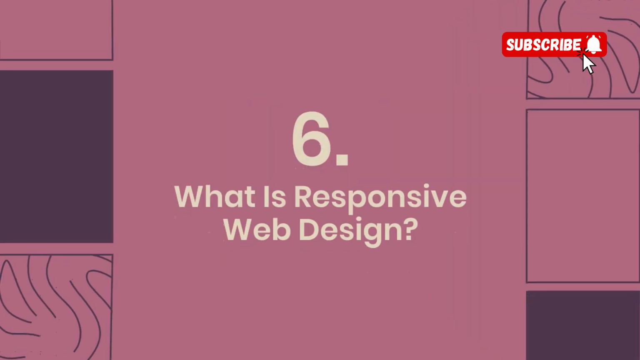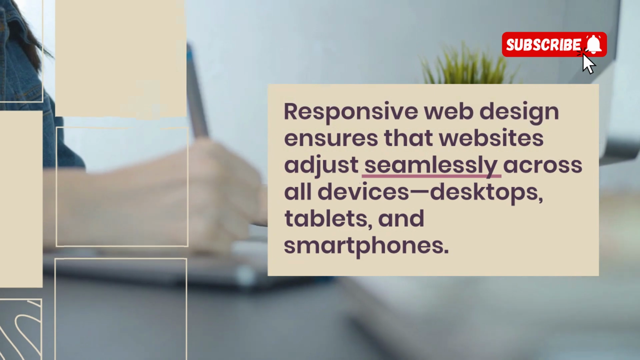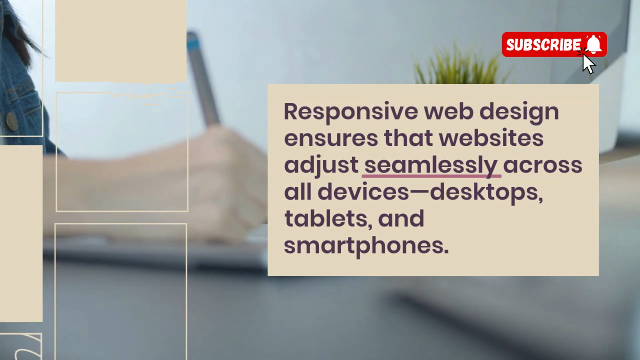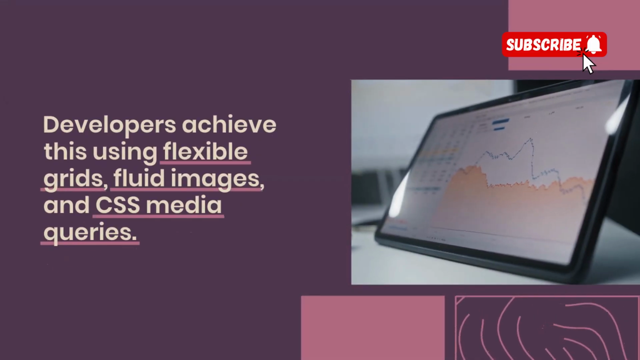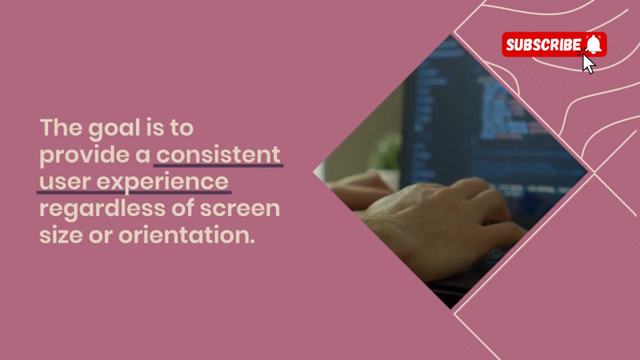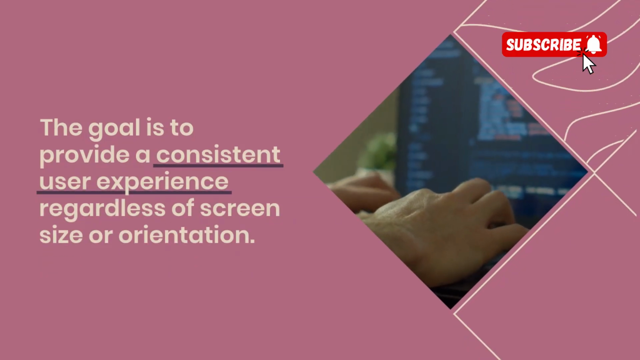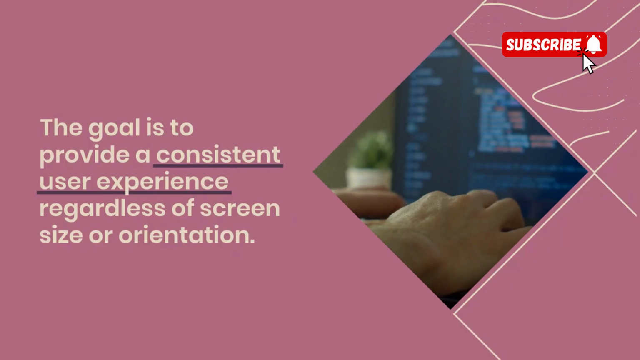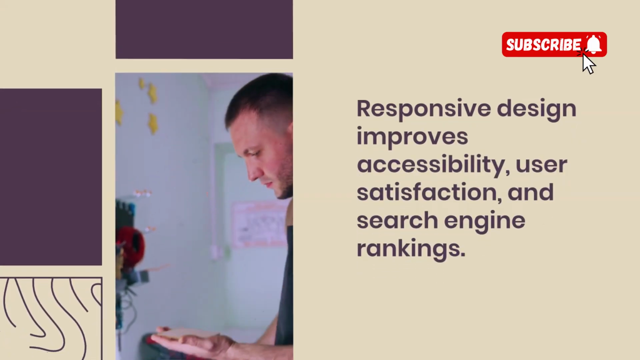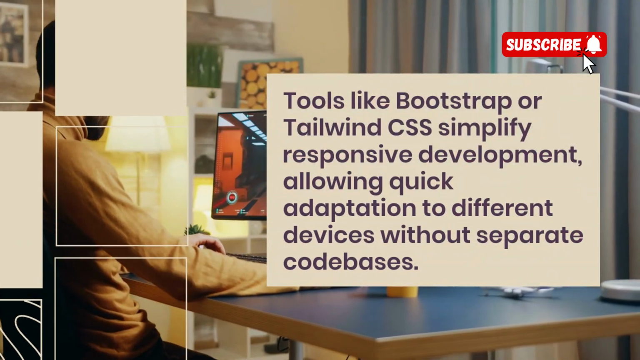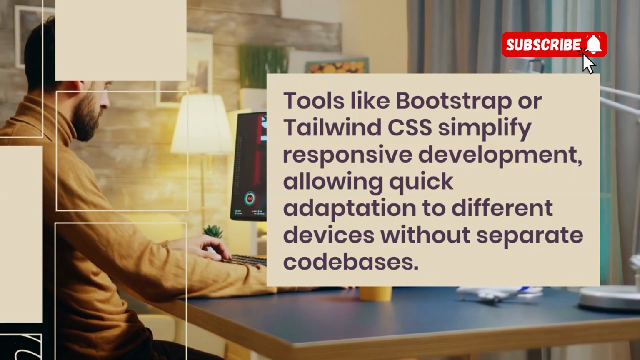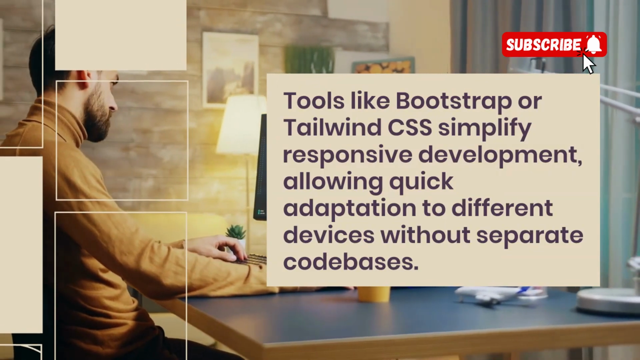6. What is responsive web design? Responsive web design ensures that websites adjust seamlessly across all devices, desktops, tablets, and smartphones. Developers achieve this using flexible grids, fluid images, and CSS media queries. The goal is to provide a consistent user experience regardless of screen size or orientation. Responsive design improves accessibility, user satisfaction, and search engine rankings. Tools like Bootstrap or Tailwind CSS simplify responsive development, allowing quick adaptation to different devices without separate code bases.